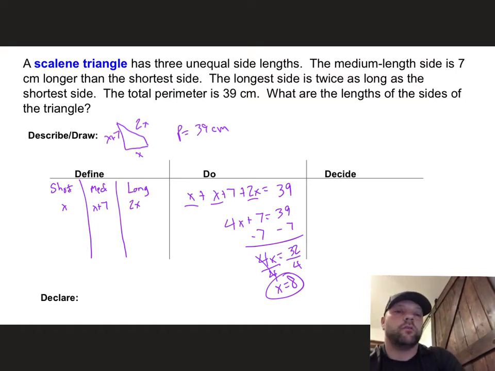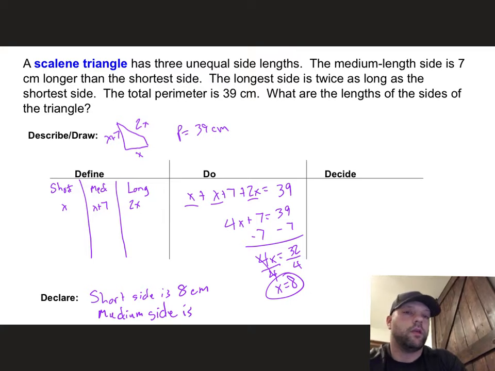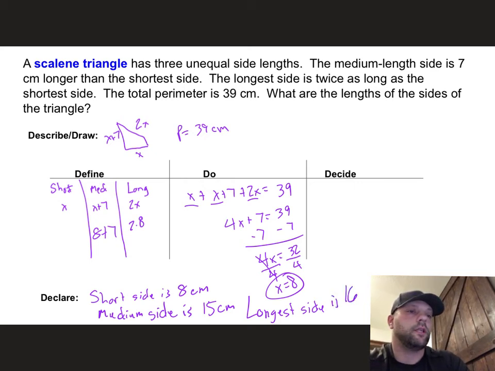So that means my short side is 8 centimeters. My medium side is 8 plus 7, so that would give me 15 centimeters. And my longest side is 2 times 8, which is 16 centimeters. Okay, so there is my declare for this problem.